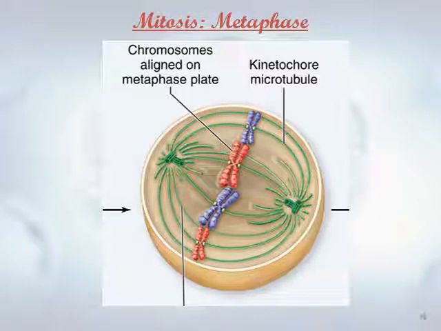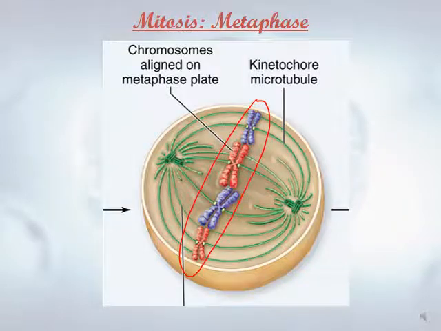As you see here, in metaphase the chromosomes line up at the middle of the cell, forming what is known as the equatorial plate.